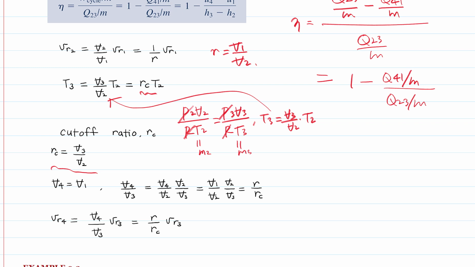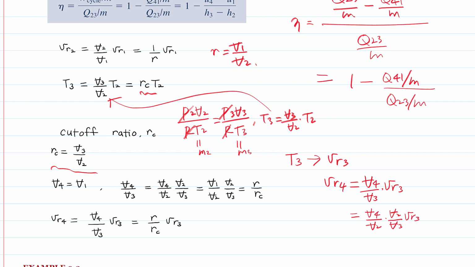The temperature at state 4 can be determined from vr4, the relative specific volume at state 4. If we know the temperature at state 3, we can determine the relative specific volume at state 3. The relative specific volume at state 4 can be written as V4 over V3 times vr3. We divide and multiply the equation by V2, and we have the same equations.